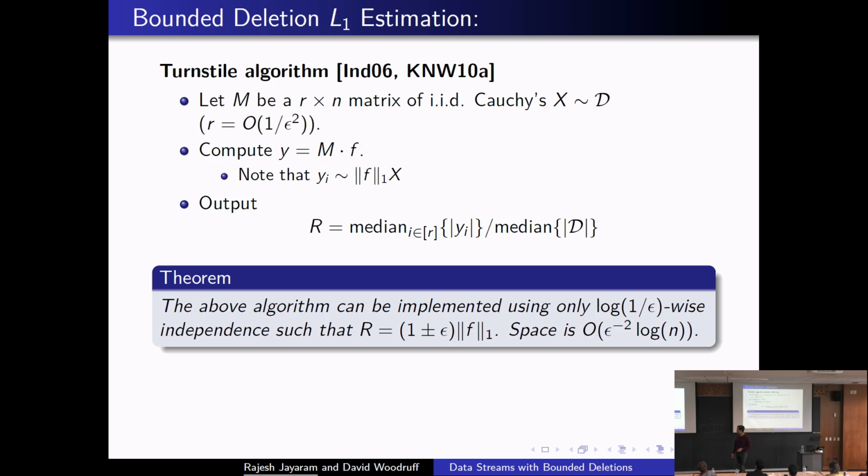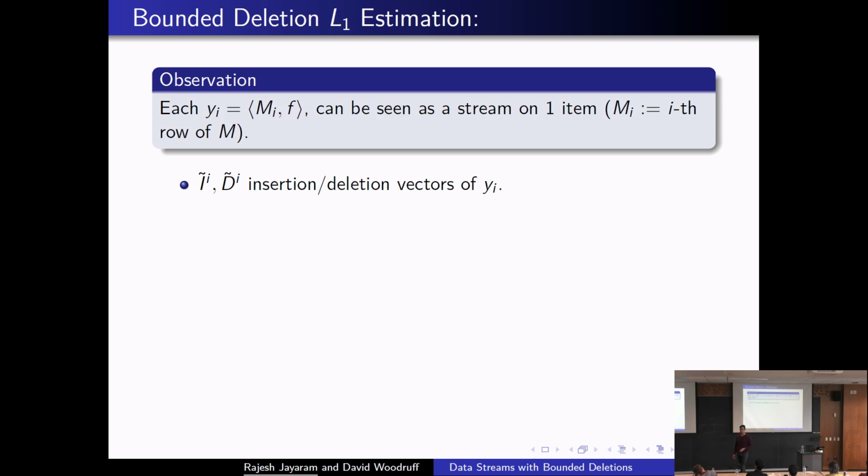Okay, so the observation that you need to see to figure out how we can estimate this value on bounded deletion streams is that every single one of these buckets, yi, that we're storing, is the dot product of a row of M and the frequency vector, right? So you can actually think of this dot product as just a stream on one item, where a positive update is an insertion and a negative update is a deletion. So it's just a stream on one item, and you can then define the insertion and deletion vectors of that item for the ith bucket.